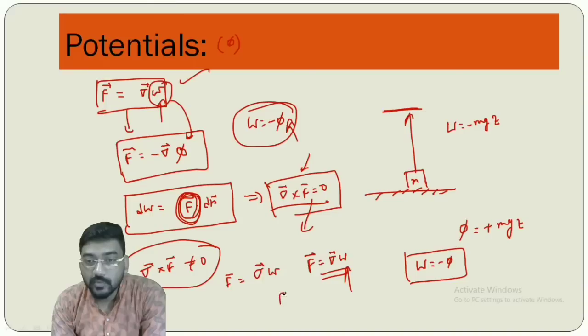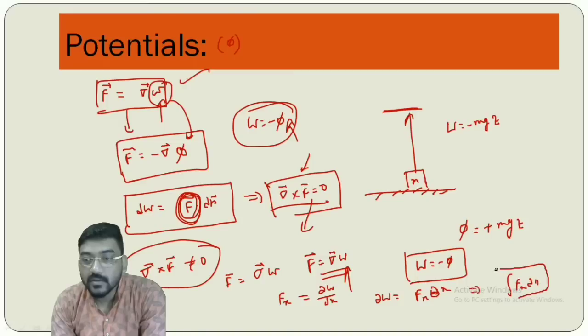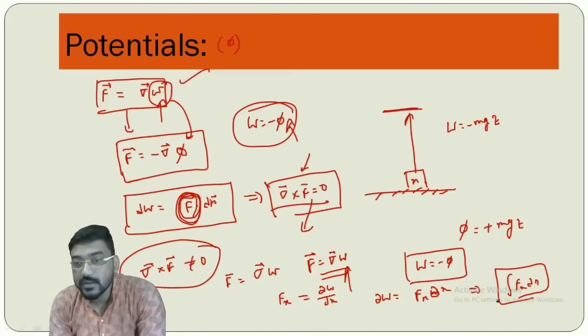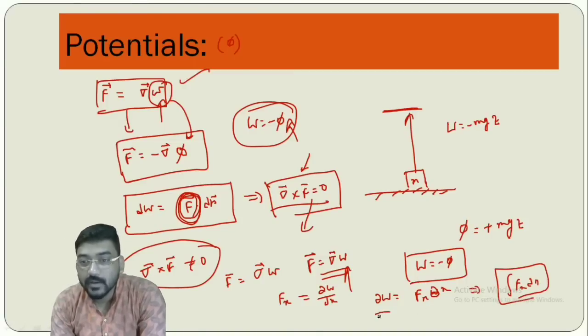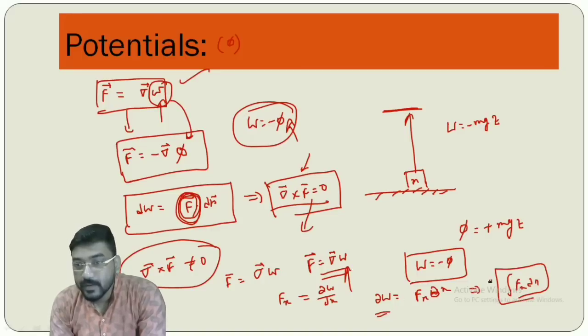then if you want to find the x component, what is fx? fx is just del w by del x. So del w is fx dx. How can you find out w? w will obviously be the integration of fx dx. In this way you can find w, but there will be some integrating constant obviously.